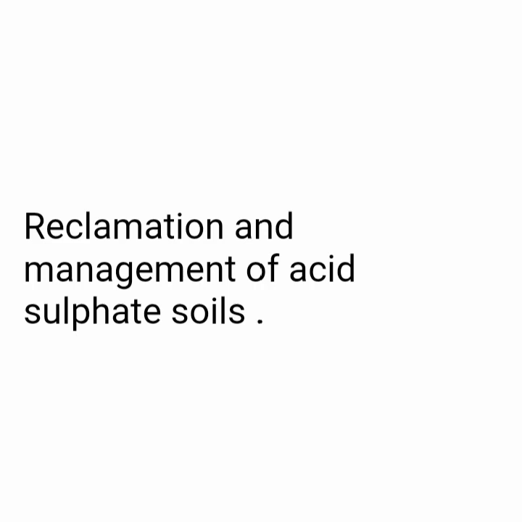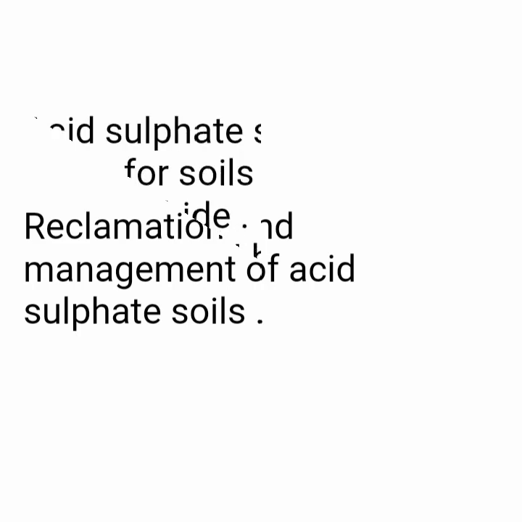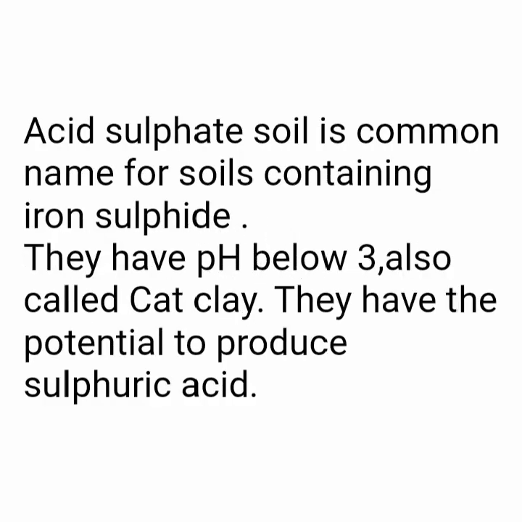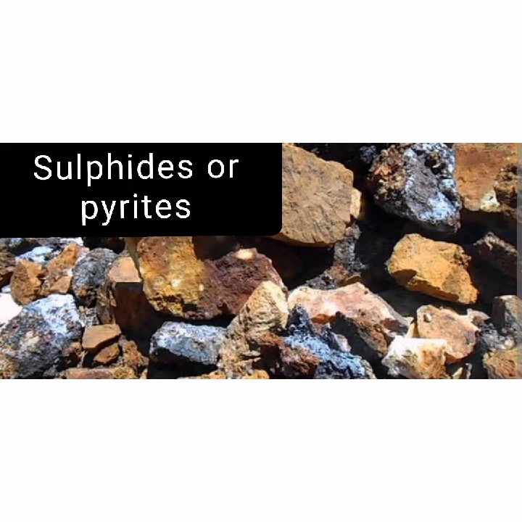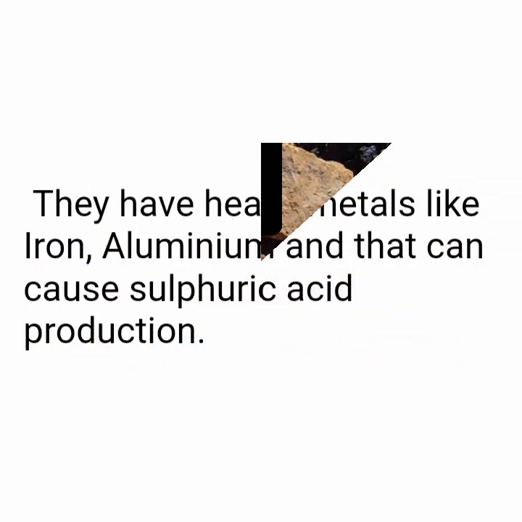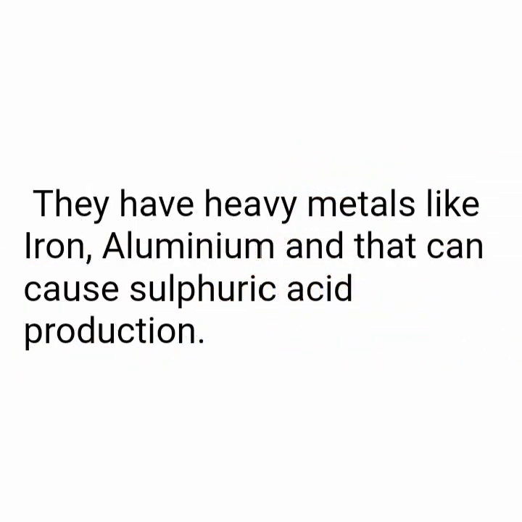Reclamation and management of acid sulphate soils. Acid sulphate soil is the common name for soils containing iron sulfide. They have a pH below 3, and are also called cat clay. They have the potential to produce sulfuric acid. They have heavy metals like iron and aluminium, and that can cause sulfuric acid production.